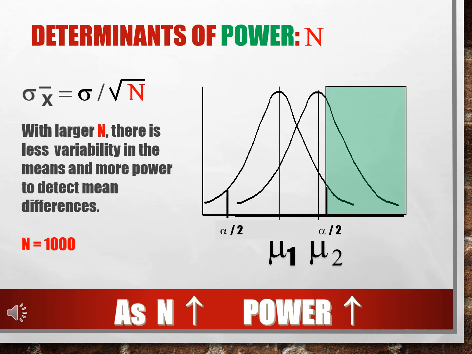Here we have the same distance between the means, so mu1 minus mu2 is exactly the same, but now we have an n of 1,000, and what that n of 1,000 does is it makes the standard error a lot smaller because that's the denominator of the standard error. And when the standard error is small, the distribution is scrunched up, it's slimmer, there's more distinction between those distributions, and more power.